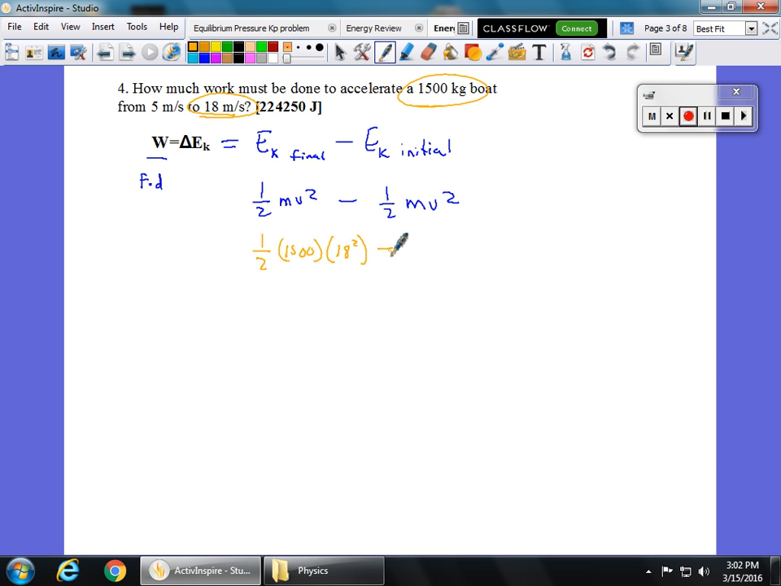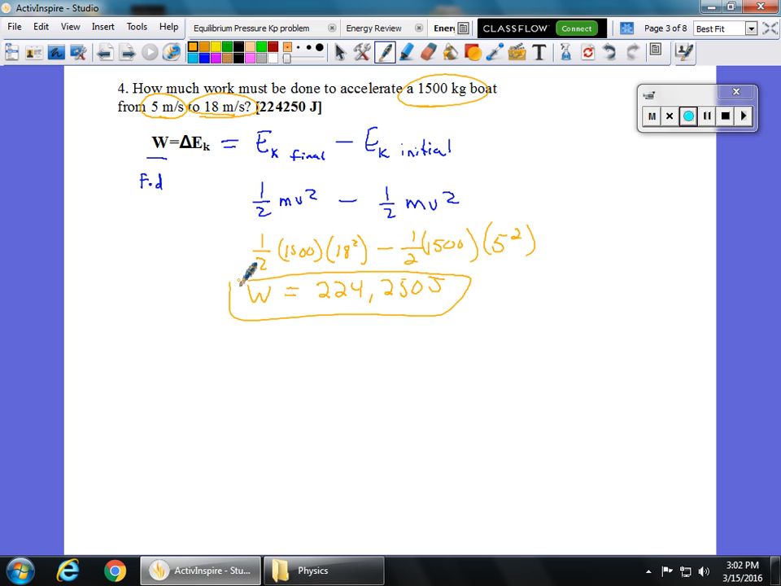I'm going to hit subtract, then 1/2. Now the mass doesn't change. It's still 1,500 kilograms. And this is going to be the initial velocity. Back up in our problem, it's 5 meters per second, so that's going to be 5 squared. We do the math here, and you're going to come out with 224,250 joules. And that's the difference between the final and initial kinetic energies, and that is equal to the work.